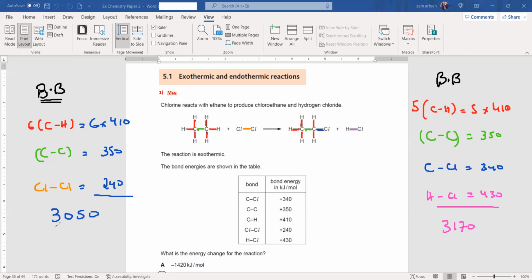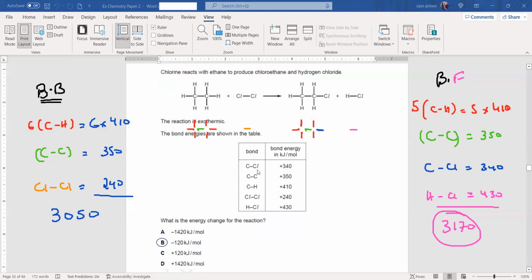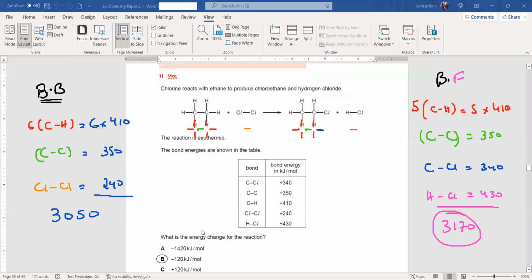Bond breaking is 3050, bond forming is 3170. Without calculation, you can identify that this should be exothermic, as the bond forming energy is more than the bond breaking energy. So bond forming is more than the bond breaking. So it should be exothermic, or the energy change should be negative. So either A can be an answer or B.